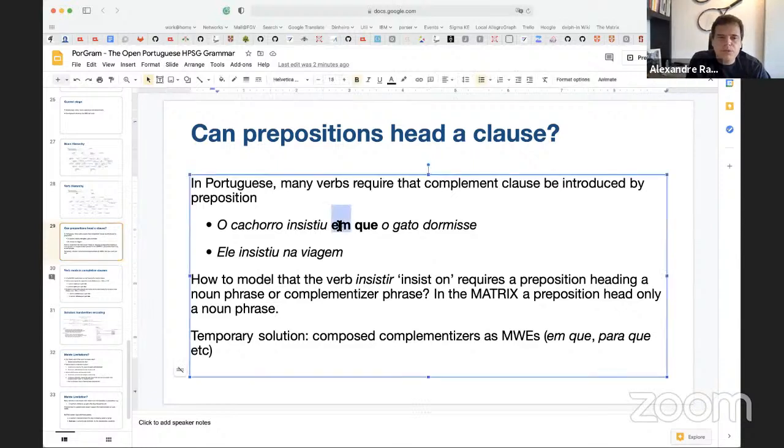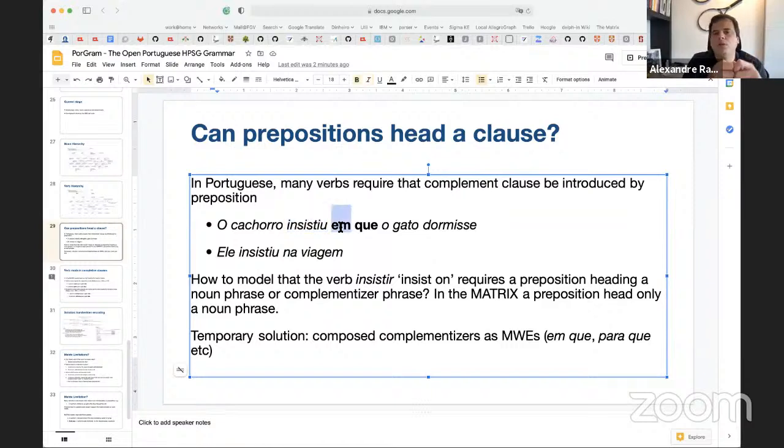I didn't put the translation here. I'm sorry. So the dog insisted to the cat to sleep, or he insisted on the trip. In Portuguese, you have the contraction, and this contraction is actually "em". So it's a preposition followed by an article. So it's the same, the verb insistir asks for this preposition.